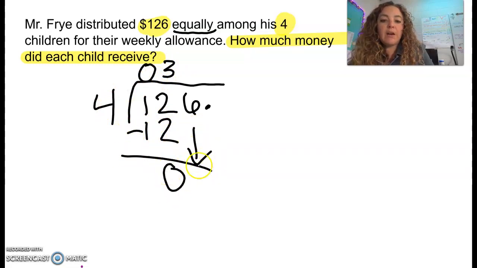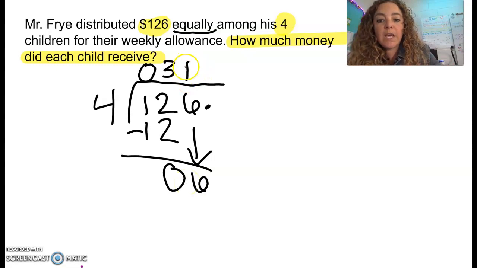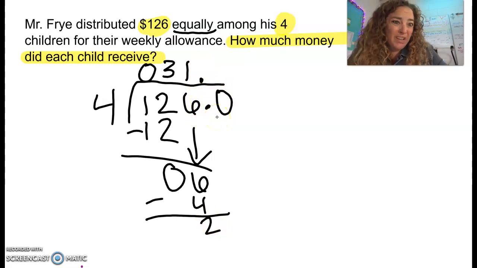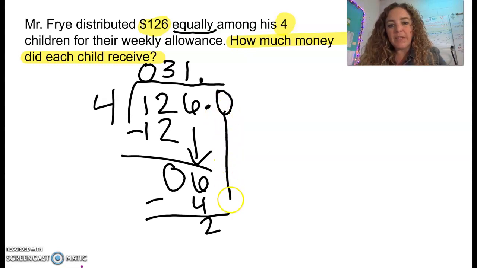I'm going to bring down my 6. Now 4 doesn't go evenly into 6, but 4 does go into 6. It goes 1 time. I'm going to take away 4. I'm going to subtract. I get 2. Okay, I put a decimal in, so I'm going to bring my decimal straight up. I'm going to add a 0 here because, again, it's money. So I can do that, no problem, right? I'm going to bring my 0 down, and now I have 20.